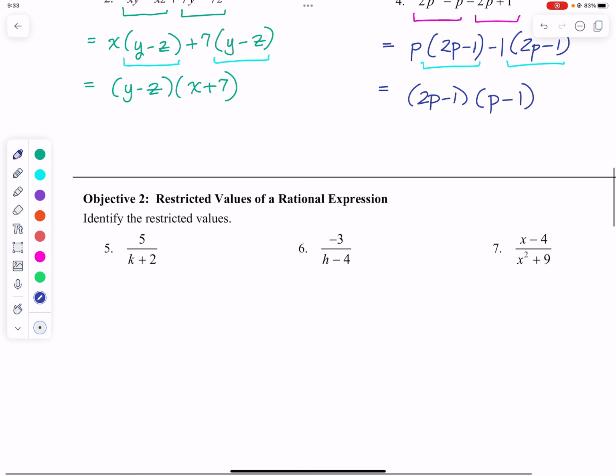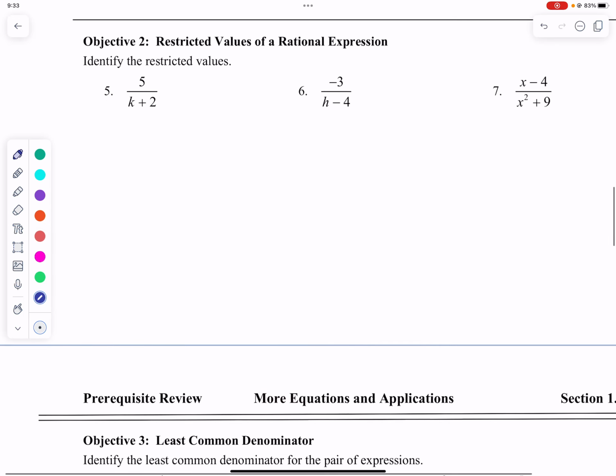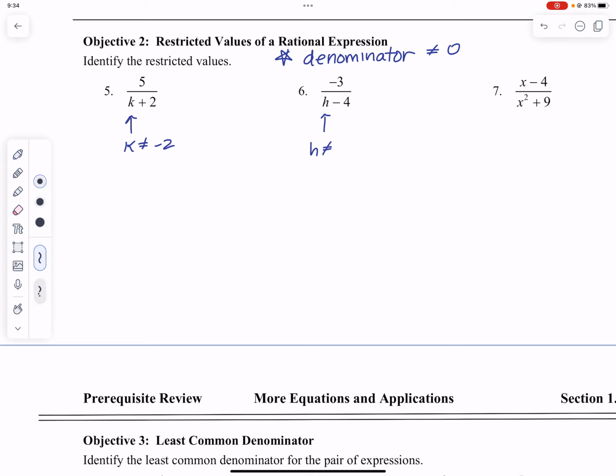Okay. Now let's go on to objective number 2, restricted values. Keep in mind that the denominator cannot be equal to 0. So looking at this right here, k cannot be equal to -2. H cannot be equal to what? What if h were a number and you subtracted 4? You guessed it. H cannot be a positive 4.